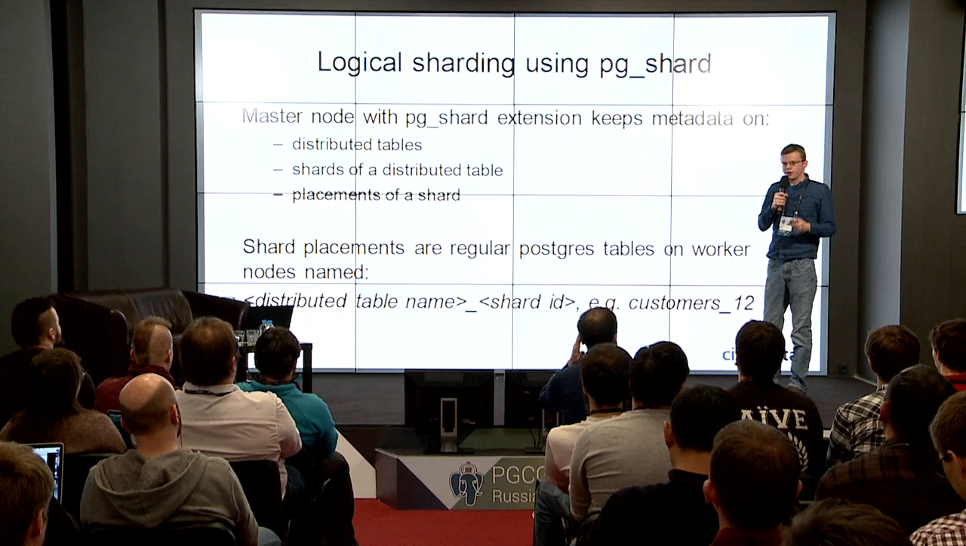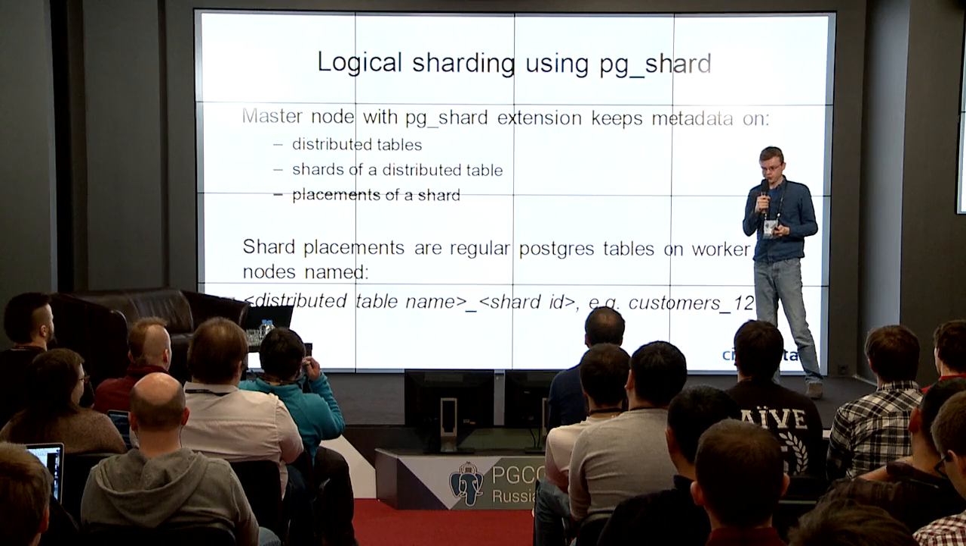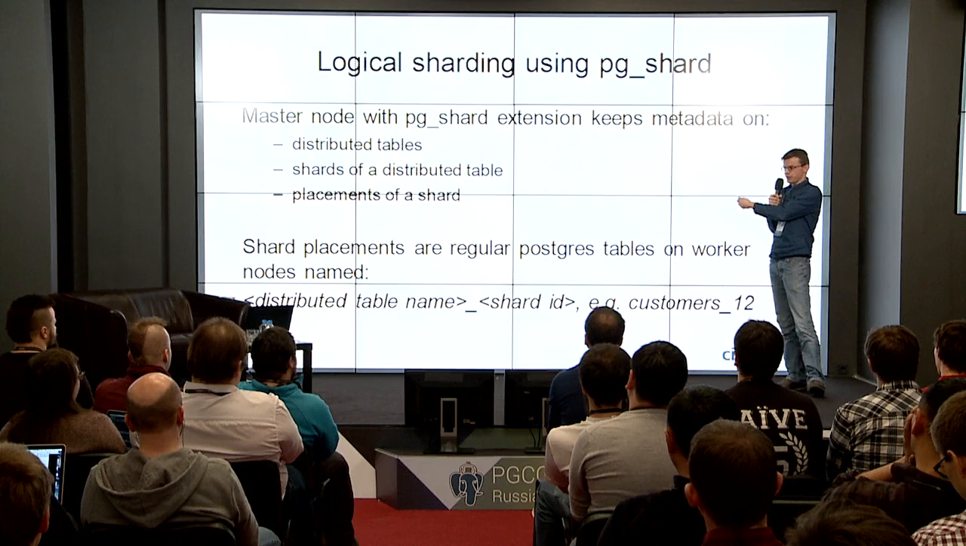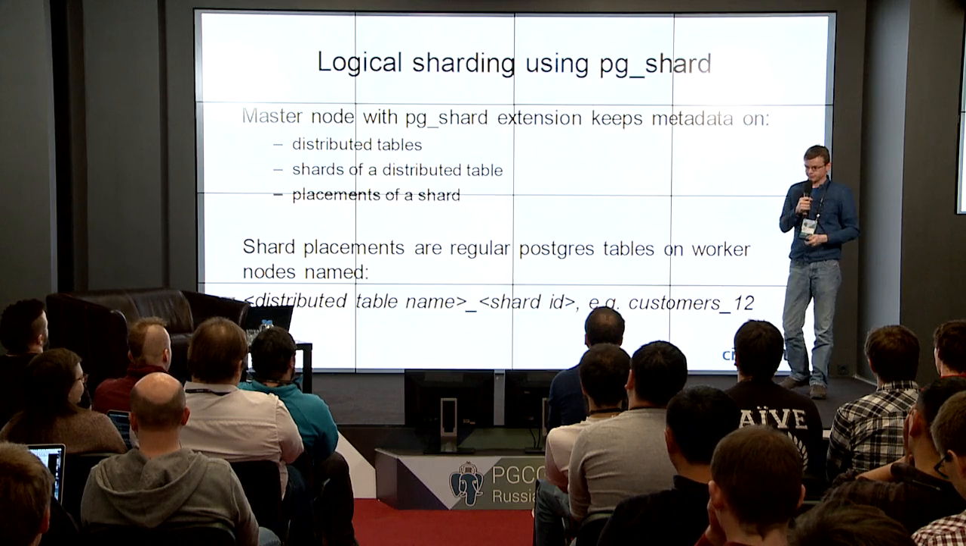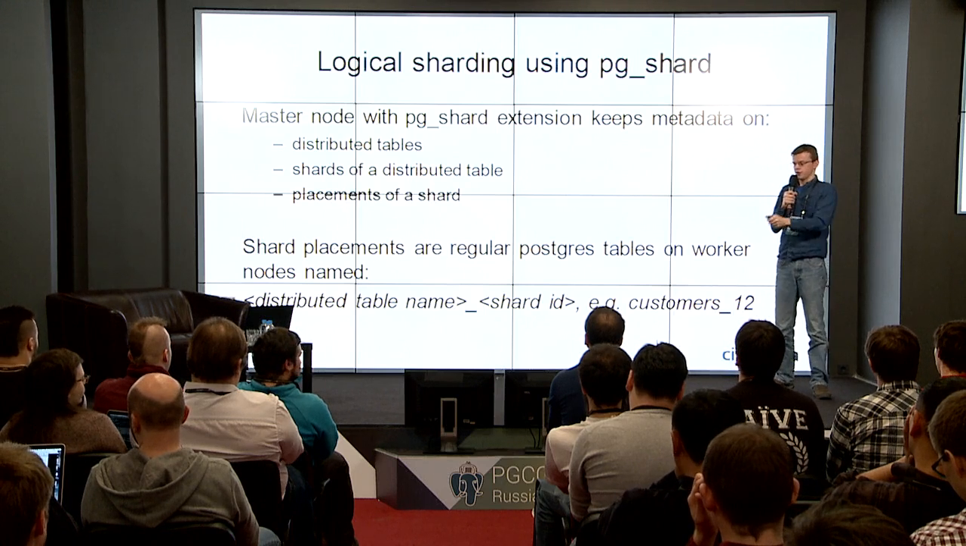So all these shards require us to keep track of all those shards. So in PGShard, we have the concept of a master node. And the master node is a Postgres database. And on it, you install the PG-shard extension. It's just a regular Postgres extension. It's very easy to install. And the master node keeps track of three things. One is distributed tables. Another is the shards that make up the distributed table, the logical shards. And the third one is placements of the shards. So where are the shards stored?